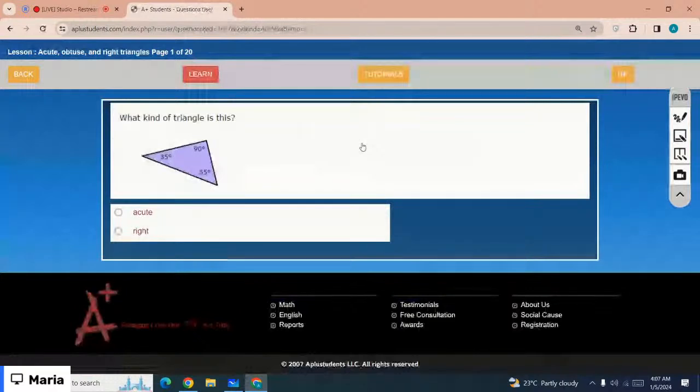What kind of triangle is it? Which is the correct option? Acute triangle or right triangle? You can see the triangle has one angle of 90 degrees. That's the one we just did in the tutorial, right? Which is the correct option? Yes, that is the right triangle, because one of the angles is exactly 90 degrees. So that is a right triangle.